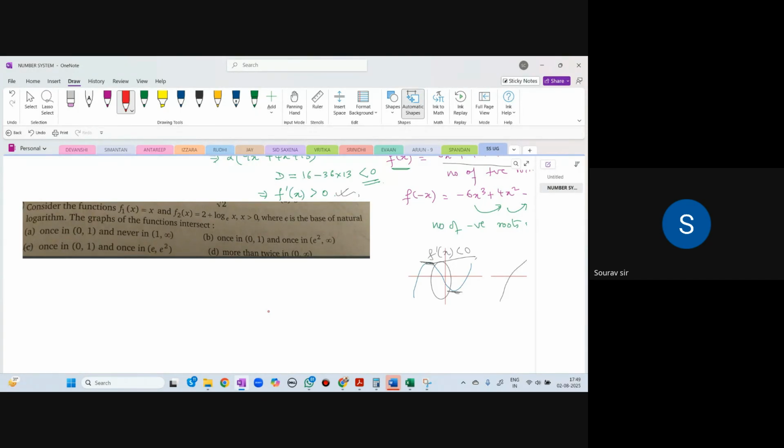So how do you solve this? To solve this, first define a function g(x) as f2(x) minus f1(x), which is 2 plus ln x minus x.